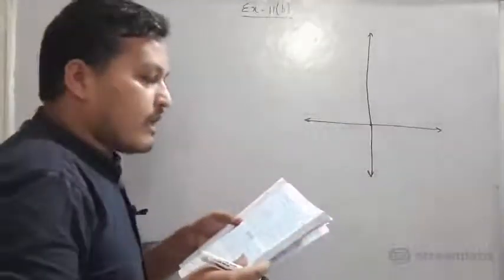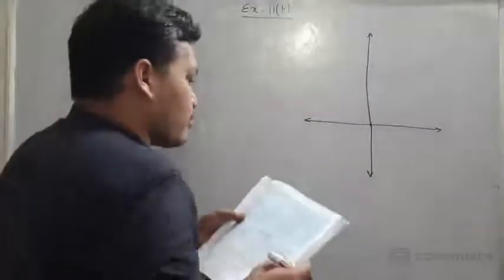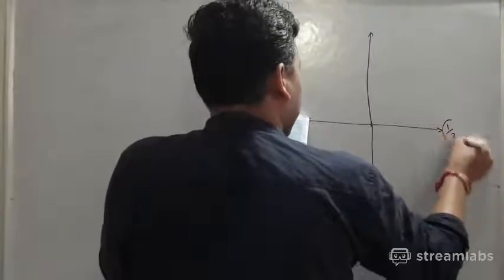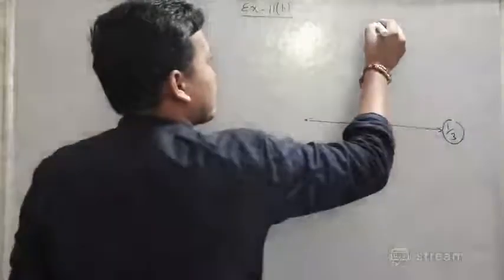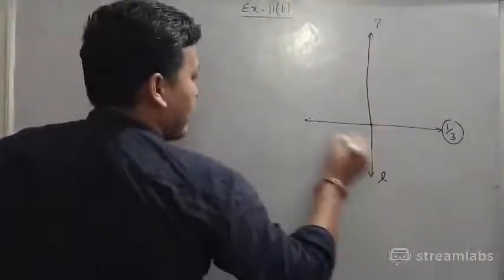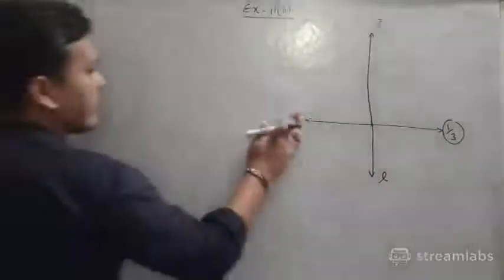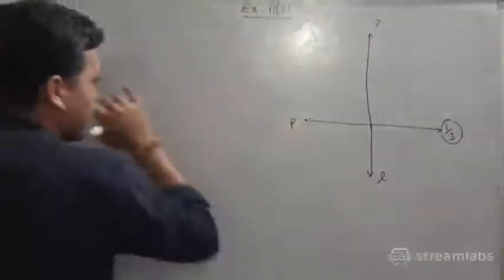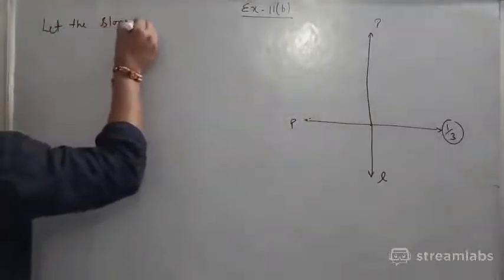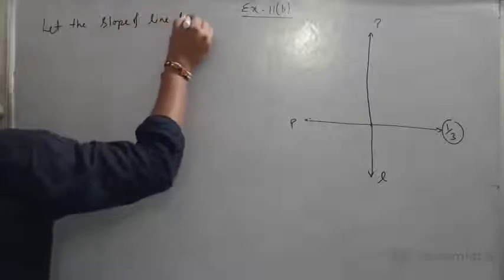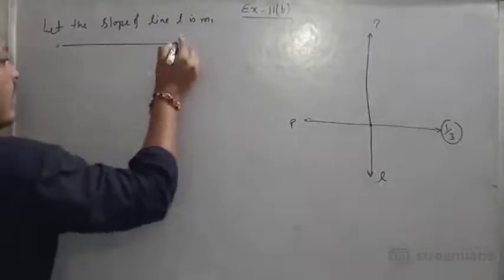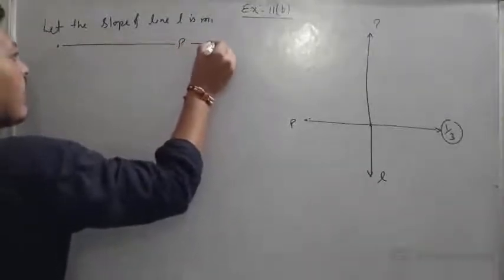Find the slope of a line perpendicular to the line whose slope is 1 by 3. Suppose this one is the line whose slope is 1 by 3. The question is to find the slope of the other line. So how can you calculate the slope? Let this line be L and let the other line be P. Let the slope of line L be M1, and similarly let the slope of line P be M2.